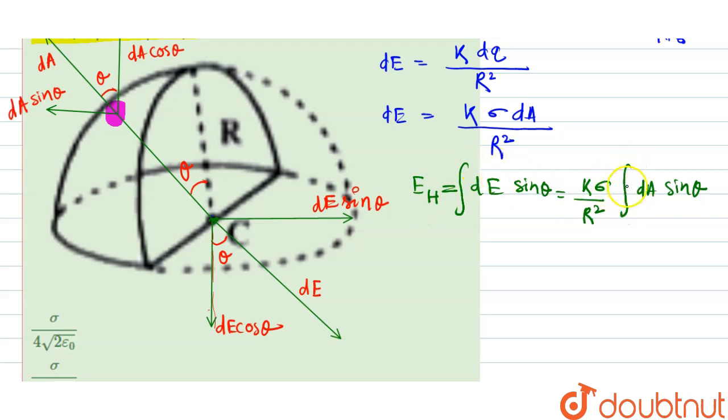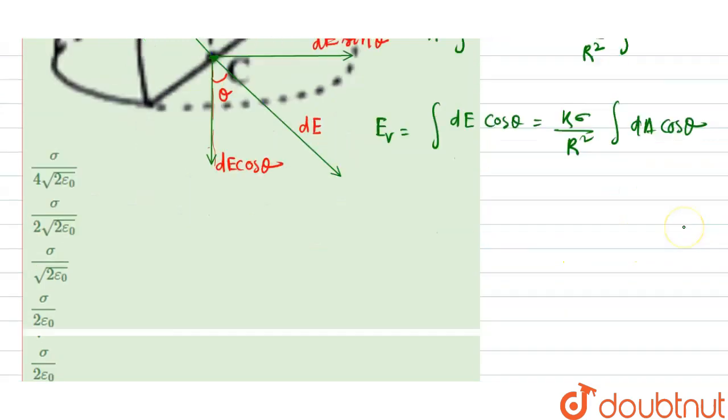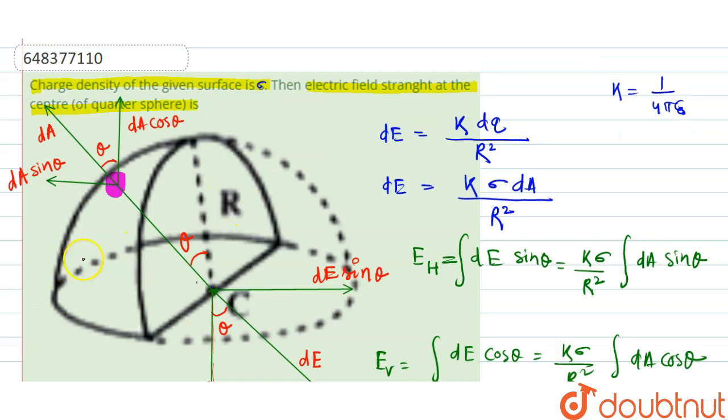Now what will be its vertical component? The vertical component E equals the integration of all the electric field along the vertical direction, that is dE cos theta, and dE is K sigma divided by r square into dA cos theta. Now if we look at this diagram, if you consider the small element on the surface of our quarter sphere, then we can resolve all these area elements so that vertically all the area elements will be in the upward direction.